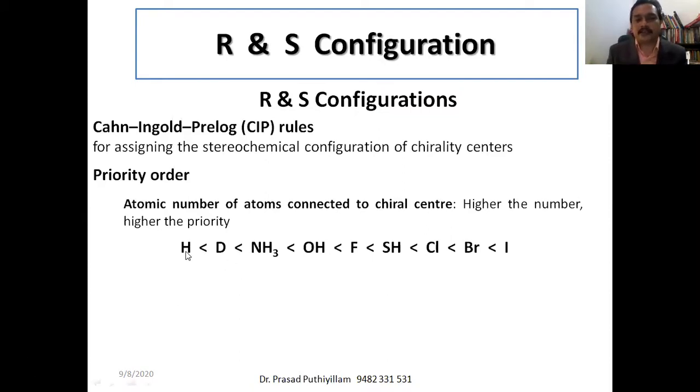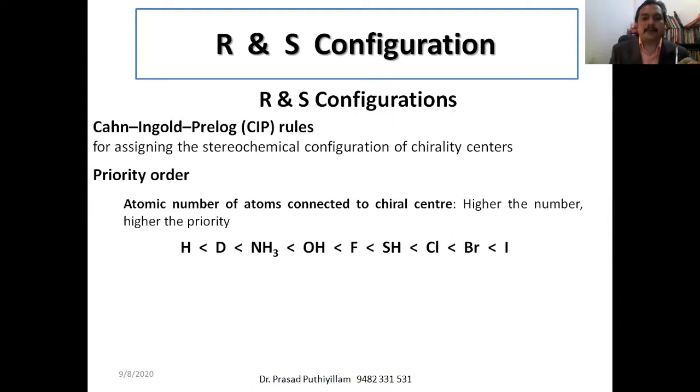So hydrogen has the least priority, then deuterium, then nitrogen, oxygen, fluorine, sulfur, chlorine, bromine, iodine, like that it goes. This is just a simple example. You can take a large number of molecules and count their atomic numbers, which are given in the periodic table. Based on the atomic number, we can give the priority. Lower the atomic number, lower the priority; higher the atomic number, higher the priority.